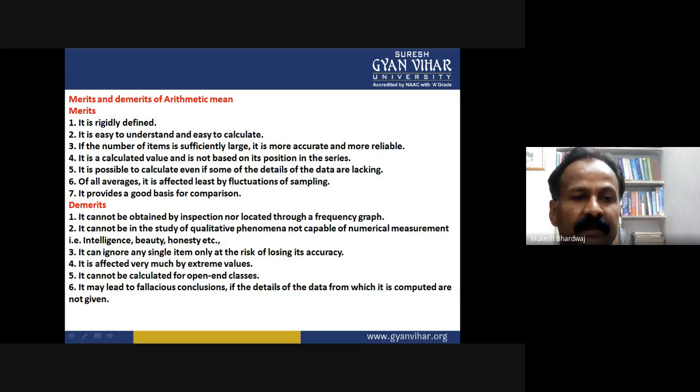Demerits: it cannot be obtained by inspection nor located through a frequency graph. It cannot be used in the study of qualitative phenomena not capable of numerical measurement, that is intelligence, duty, honesty, etc. It can ignore any single item only at the risk of losing its accuracy. It is affected very much by extreme values. It cannot be calculated for open-end classes. It may lead to a fallacious conclusion if the details of the data from which it is computed are not given.